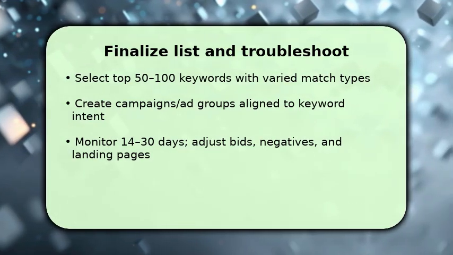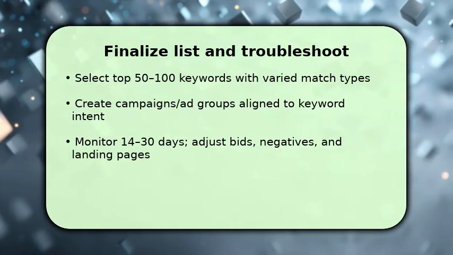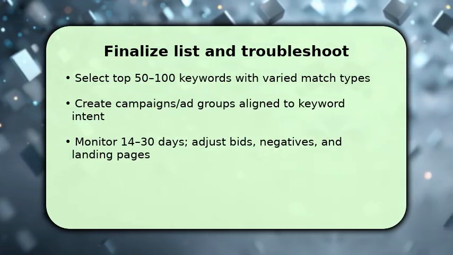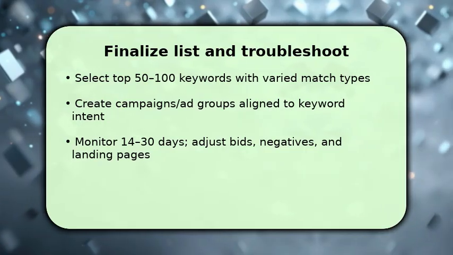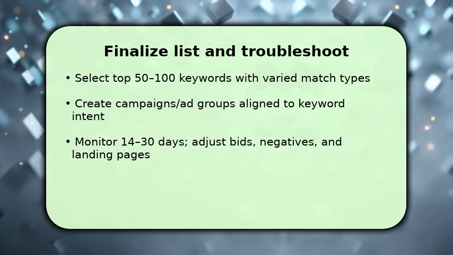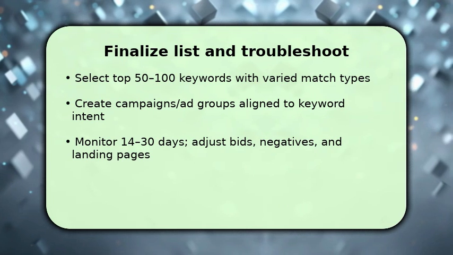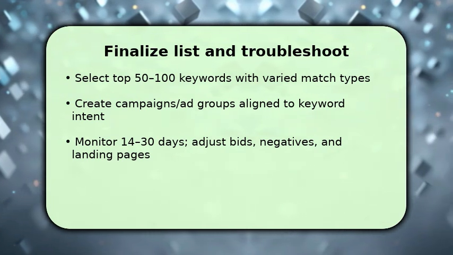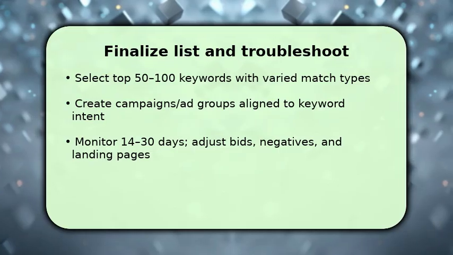Monitor performance for 14 to 30 days, then adjust bids, add negative keywords, and tweak landing pages based on conversion data. If traffic is low, troubleshoot by broadening match types, increasing bids, or testing new ad copy to improve CTR and quality score.